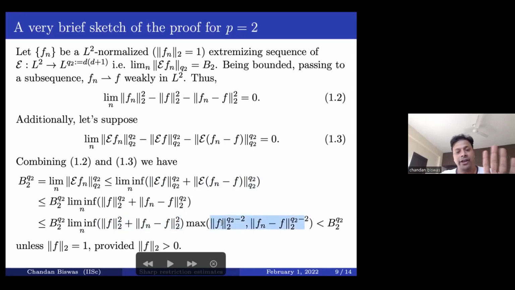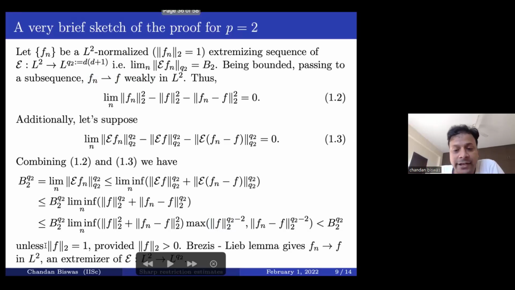Well, now if F was non-zero, let's say the L2 norm of F is non-zero, then this is strictly less than B_{p,q2}. Remember, on the left-hand side, B_{p,q2} is a lower bound. This is strictly less than that, unless the L2 norm is identically 1. So if we assume that the weak limit is non-zero, in the sense that the L2 norm of F is not 0, then this is possible only when the L2 norm of F is 1. So in particular, we started with this information that Fn converges to F weakly. Now we also have that the weak limit has norm 1.